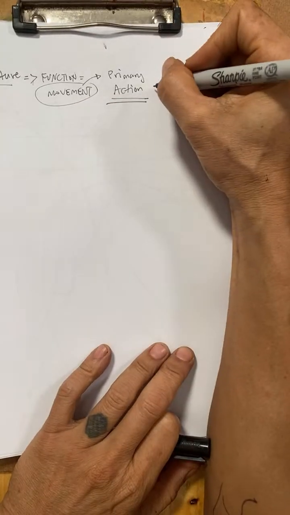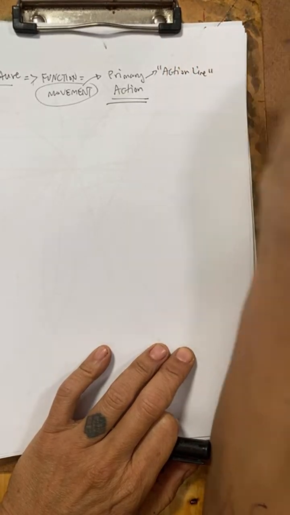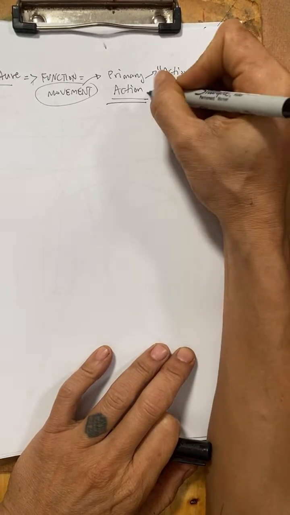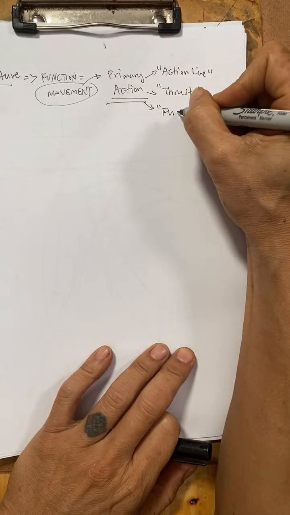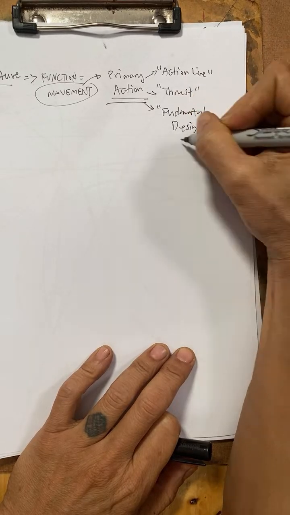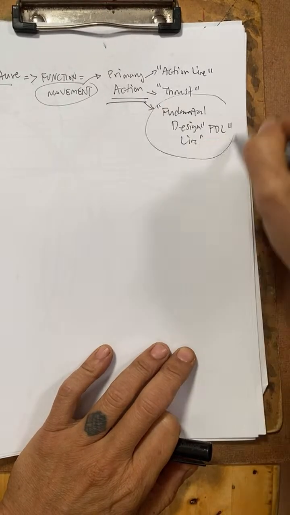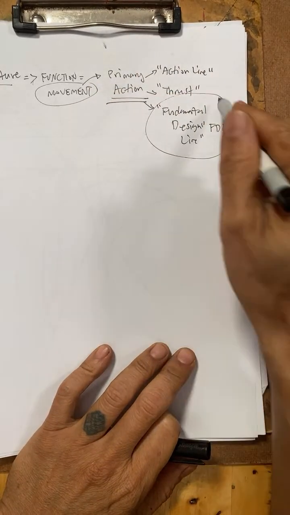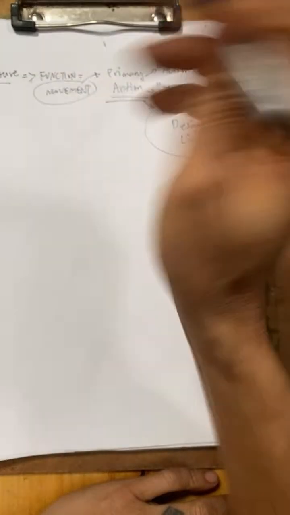There's a couple ways to call this. One, it's called action line. Steve Houston calls it the thrust. And he also calls it the fundamental design line, or FDL for short. Fundamental design line. We'll talk about this in a future video, because this is really important. When we design with gesture, we want to think of it as a design tool that also accomplishes a bunch of things.